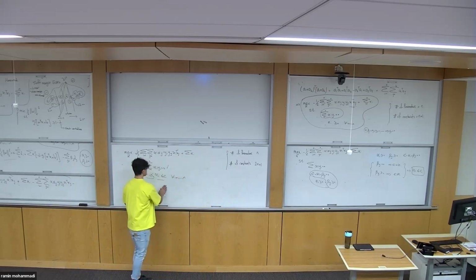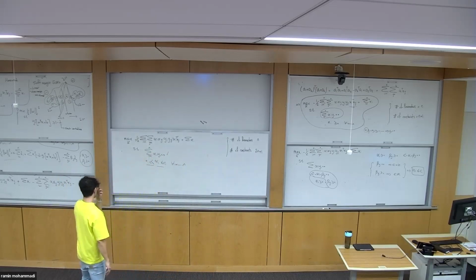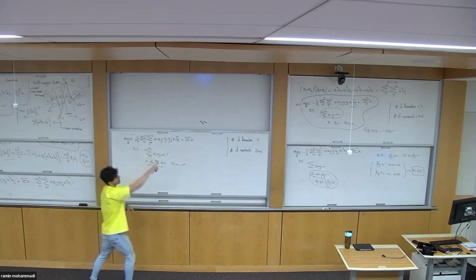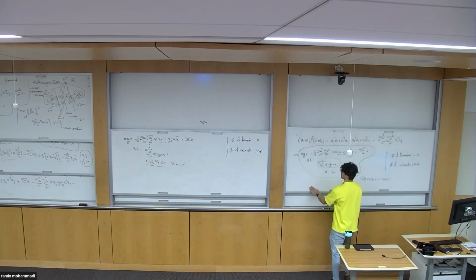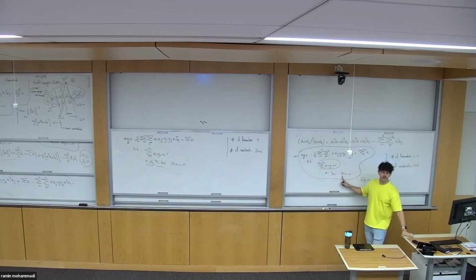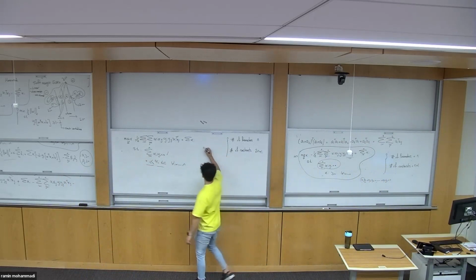Now, let's look at here. On the right corner, we have the dual form of hard margin SVM. This is a dual form of hard margin SVM. This is a dual form of soft margin SVM.